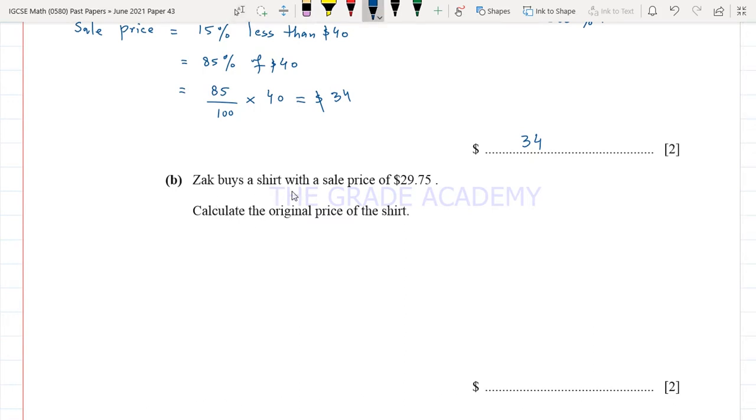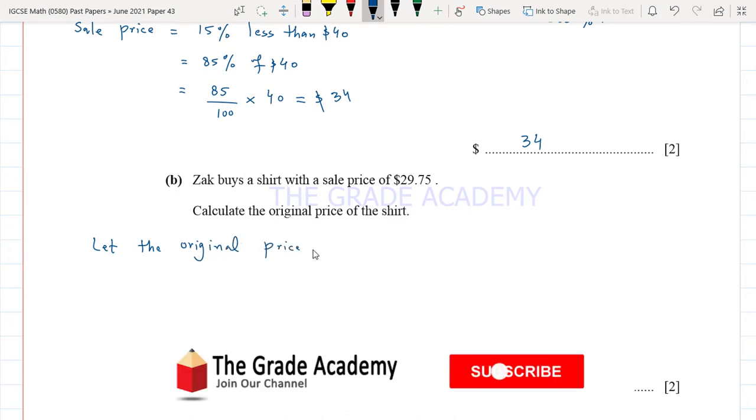Now Zak buys a shirt with a sale price of $29.75. Calculate the original price of the shirt. So here the sale price is $29.75 and we have to calculate the original price. Okay, so let the original price be equal to X dollars.